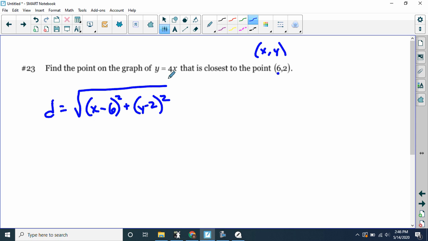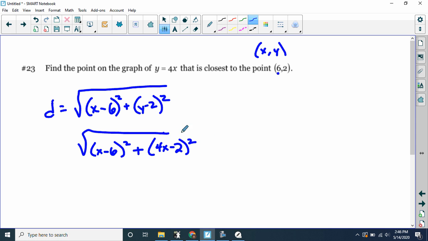So we're going to substitute 4x in for y. So we've got (x minus 6) squared plus (4x minus 2) squared. That's our equation for distance. We want to expand this. So x minus 6 times x minus 6 is x squared minus 12x plus 36.